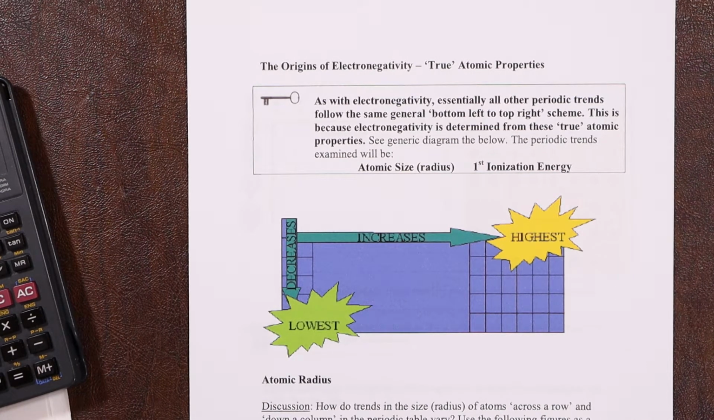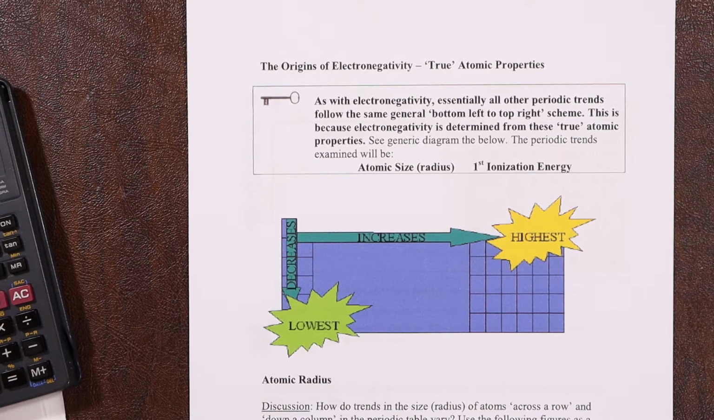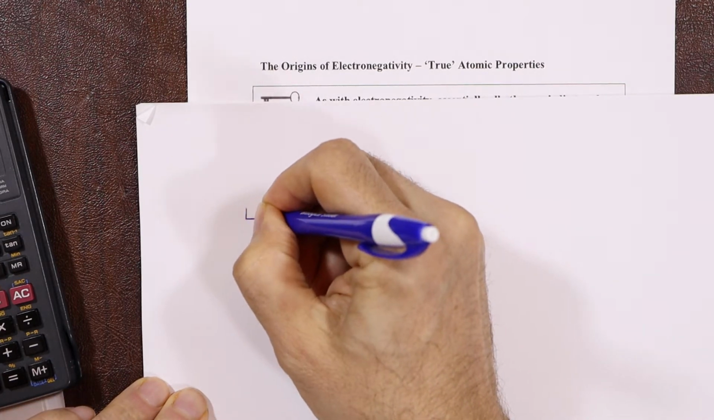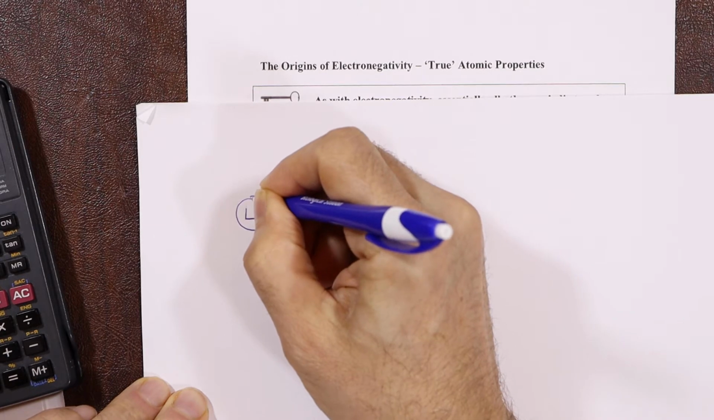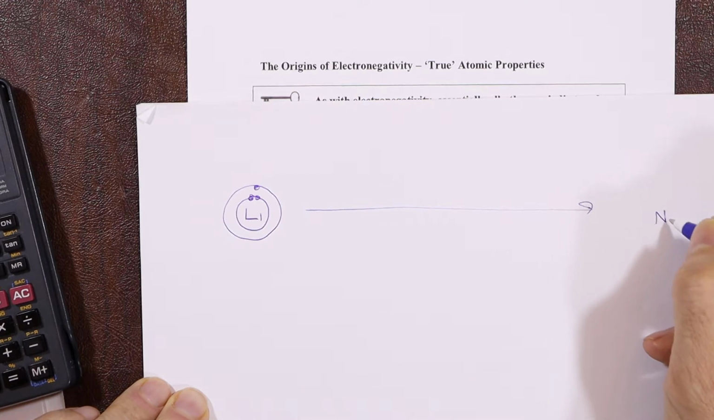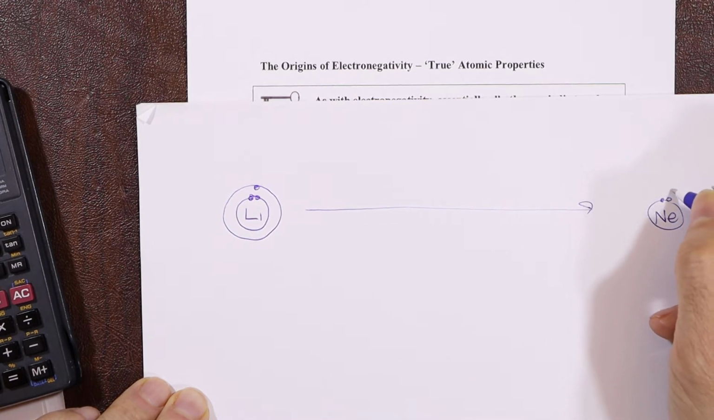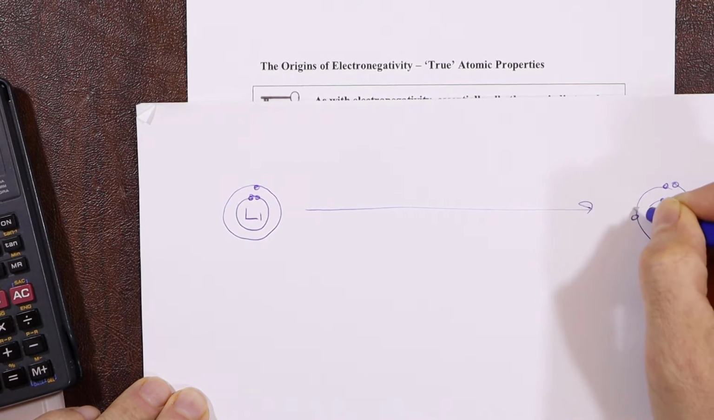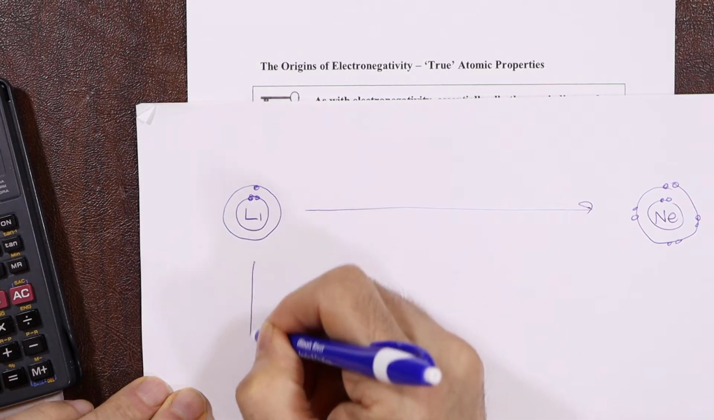All right, so when we look at radius, or the size of an atom, what do we expect to see? Now, on a separate piece of paper, I really advise you to do this. What I'm going to do is look across row 2. So here's lithium, and I'm going to run all the way across to neon. So we're going to look at across a row how size varies, and then we're also going to look down a column how size varies.